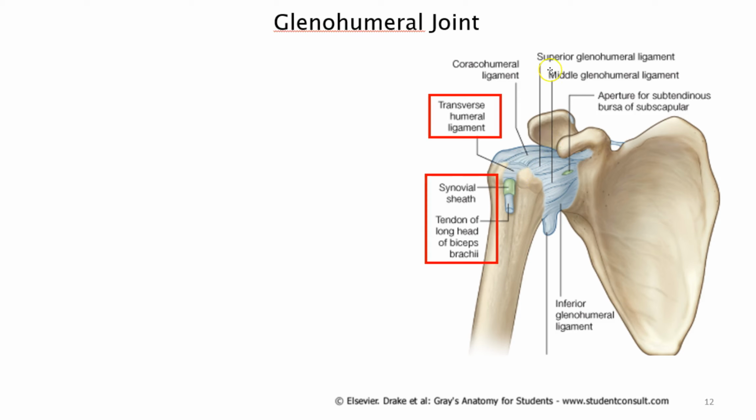I'd also like to point out the glenohumeral ligaments, the superior, the middle, and the inferior ligament. Here we can see the superior, the middle, and the inferior, mostly helping to support the anterior glenohumeral joint. We'll discuss more about the glenohumeral joint in the joints of the upper extremity discussion.